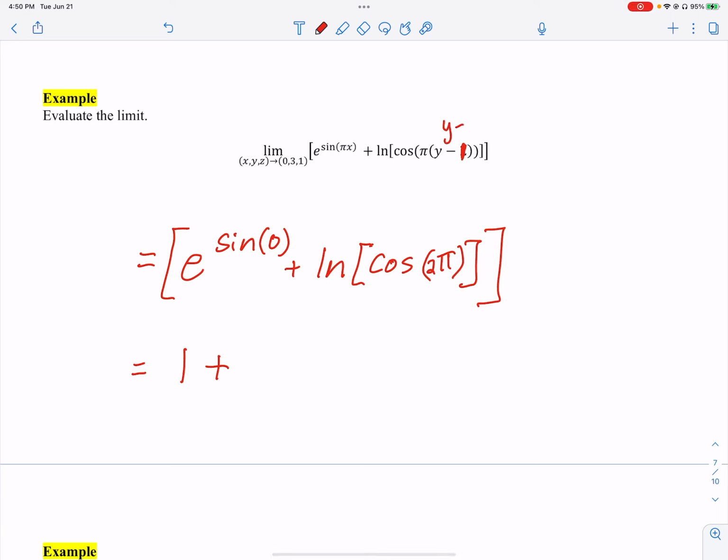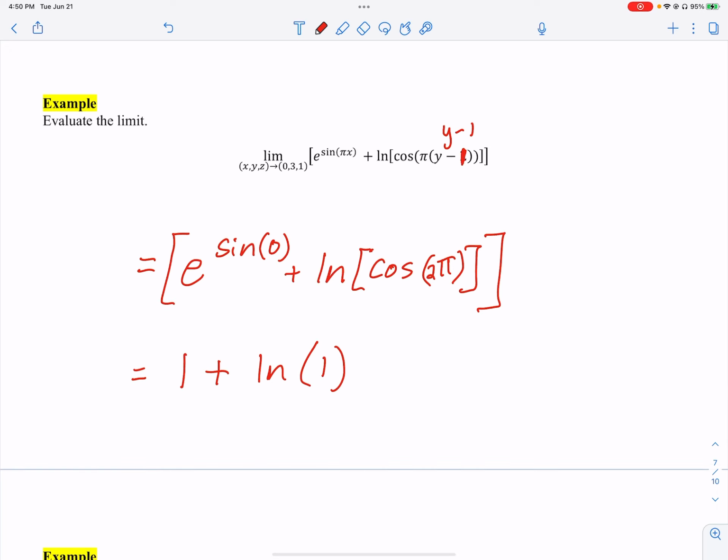So this is y minus 1. Otherwise, we have a domain issue. So ln, and then I take cosine of 2 pi. That is 1, not 0... I mean, not negative 1. Ln of 1 is 0, leaving us with an answer of 1. So forgive me on that, it should have been a minus 1, not a minus 2.